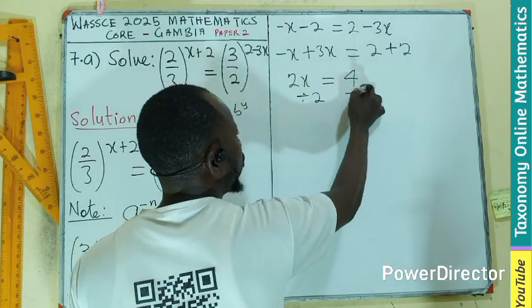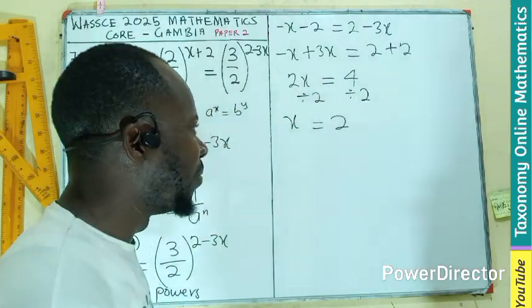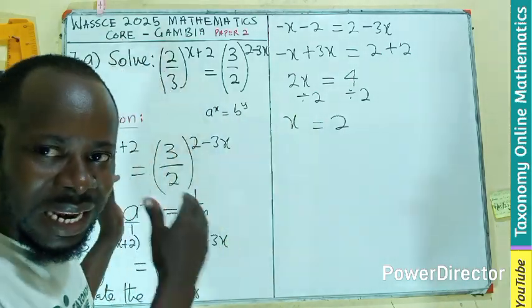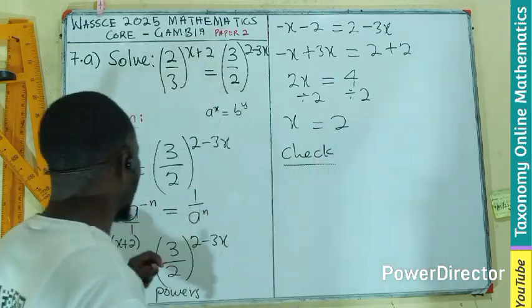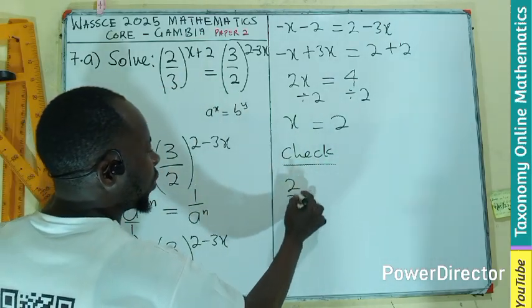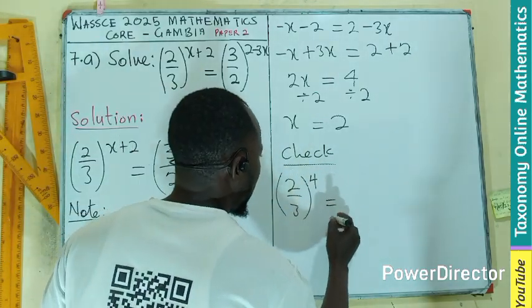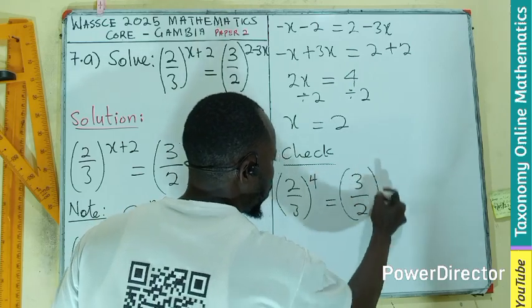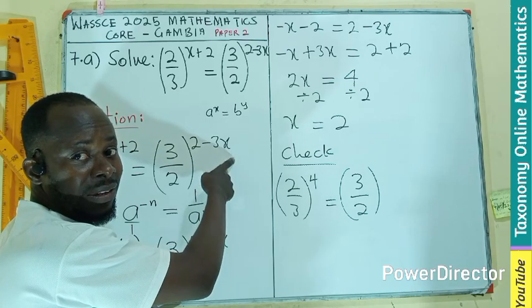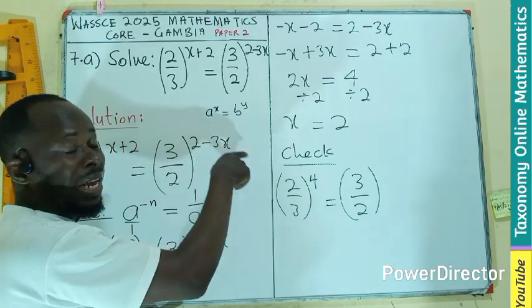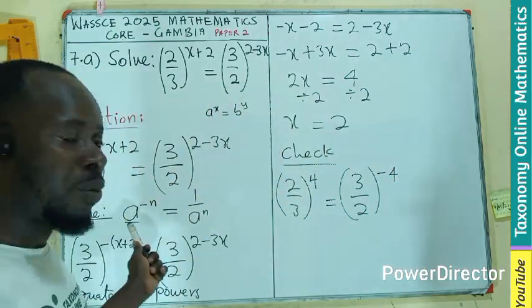Let's divide both sides by 2. If you divide, your x will be equal to 2. This simply means that the value of x that will make the left and the right the same is positive 2. If you want to check, you can see here that (2/3) raised to the power 2 plus 2, which is 4, equals (3/2) raised to the power 2 minus 2 times 3. That is 6, so you have 2 minus 6, which gives you negative 4.